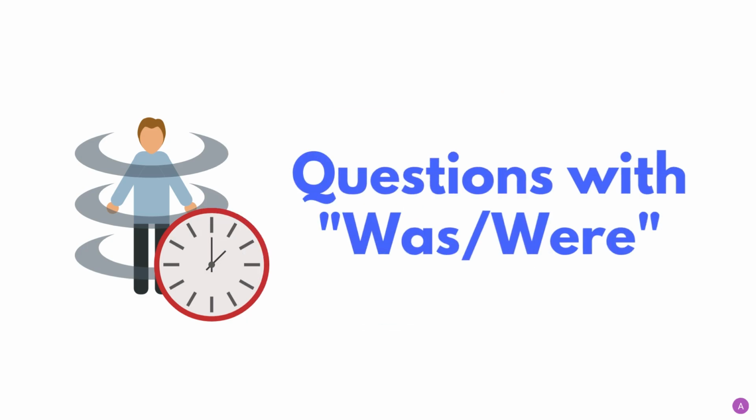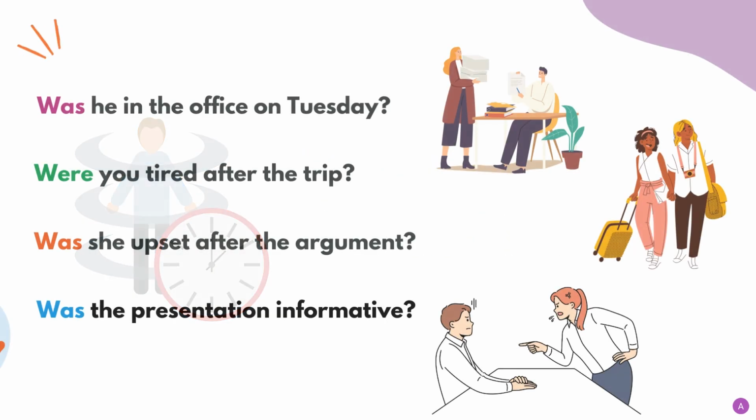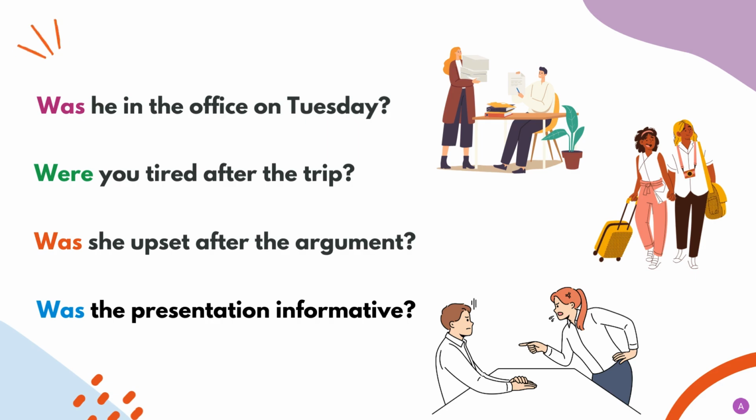Now let's see how to make some questions with was and were. Here we have some examples. Was he in the office on Tuesday? Were you tired after the trip? Was she upset after the argument? Was the presentation informative?